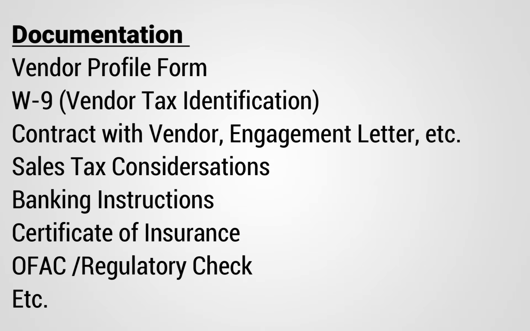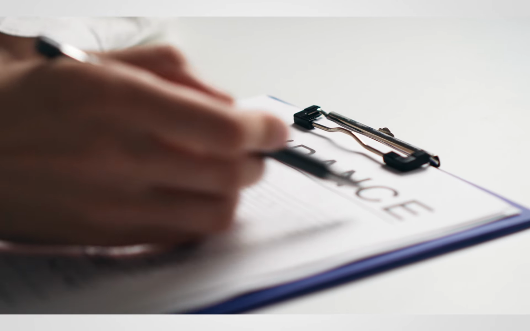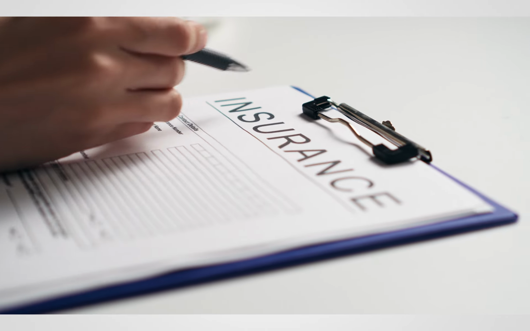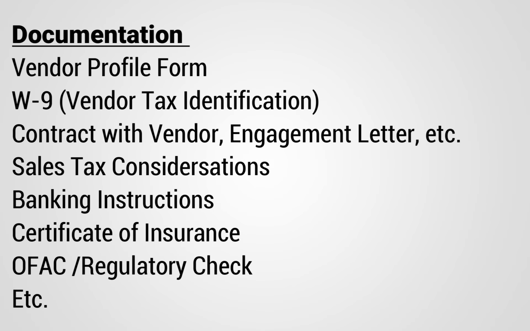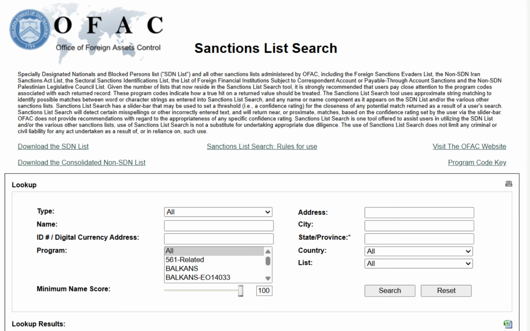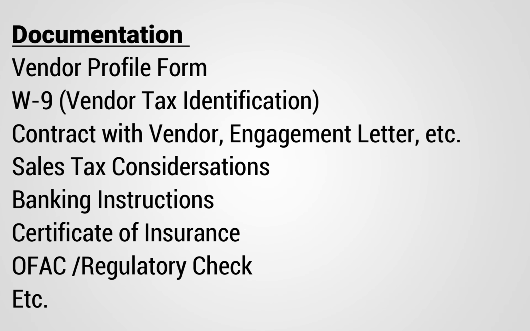Do you need a certificate of insurance to validate that they have liability insurance for the work that they're going to provide for you? Do you need to run an OFAC or a regulatory check on the vendor to validate they are not sanctioned or on a terrorist list? A lot of banking and investment managers need to run this before they can pay any vendors. Again, this is not a comprehensive list. Not every scenario needs this level of detail, but I wanted to give you some examples of what you might need when you're setting up a vendor.